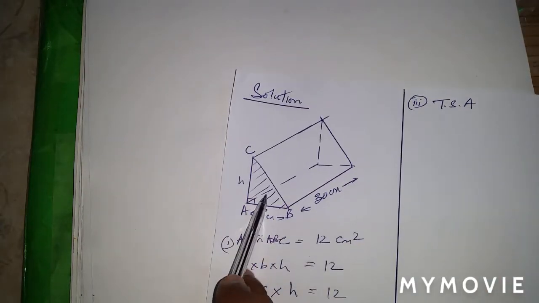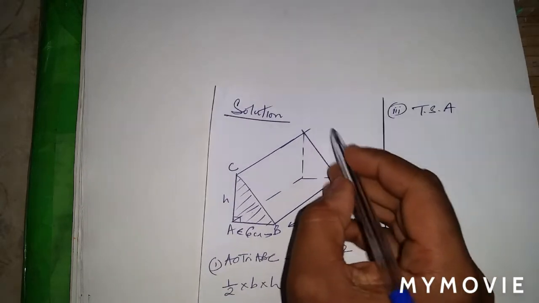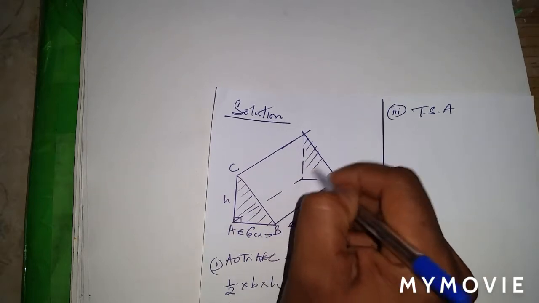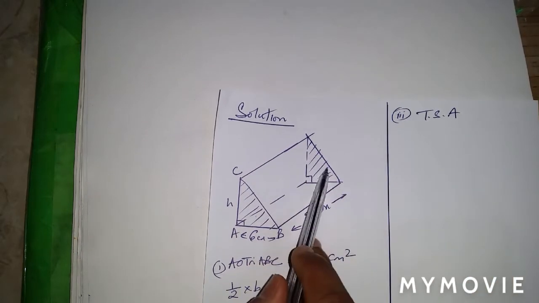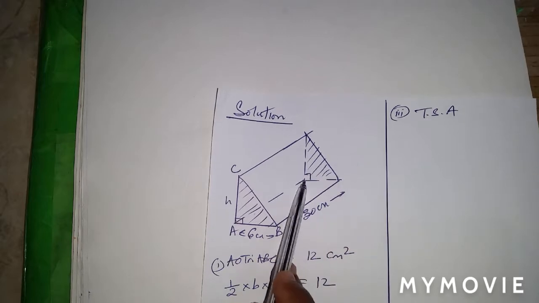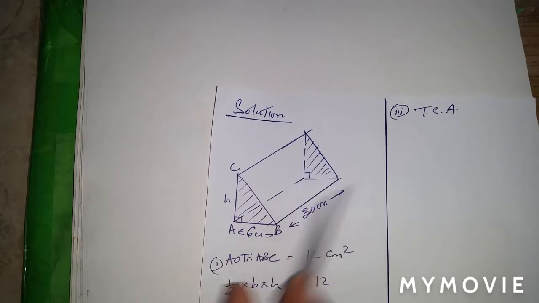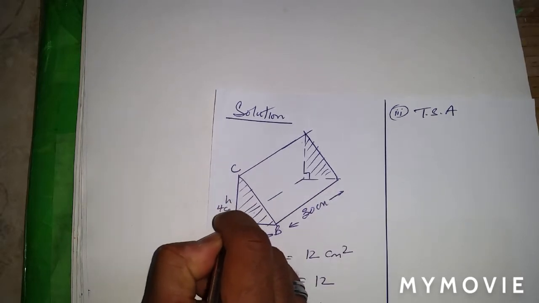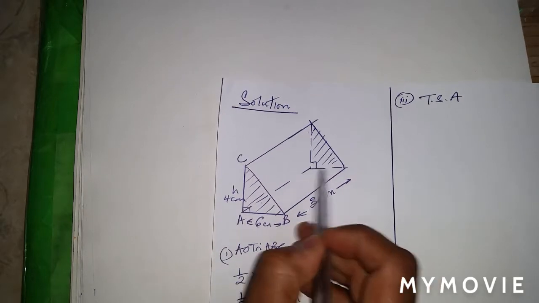Now this solid here actually has 5 faces. We already have the area of this side. Now when you come on to this triangle at the back, it's also the same dimension as this one. The base here is 6, the height here is 4. Let me just put on the 4 centimeter here. Right, so we have the base and the height.